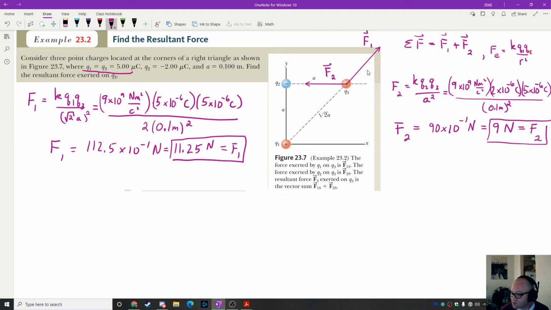yes, F2 is the force of 2 on 3. That's right. In fact, I don't know why I left that out. I should really just do this. This is F13, this is F13, and this is F23, and this is F23, okay?